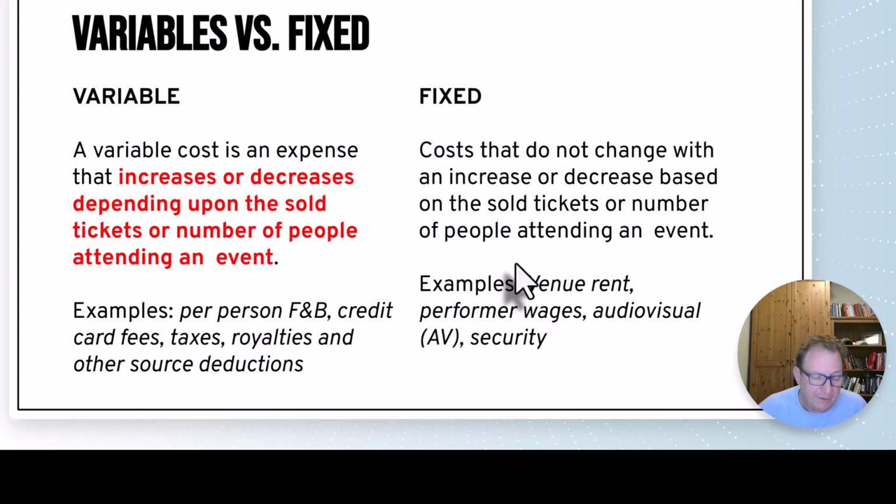Variable does not mean that if I have 6 security guards and they work for 6 hours, then it's 36 hours of work times $20 per hour. No, variable means only if the expense is directly related to the actual ticket sold.